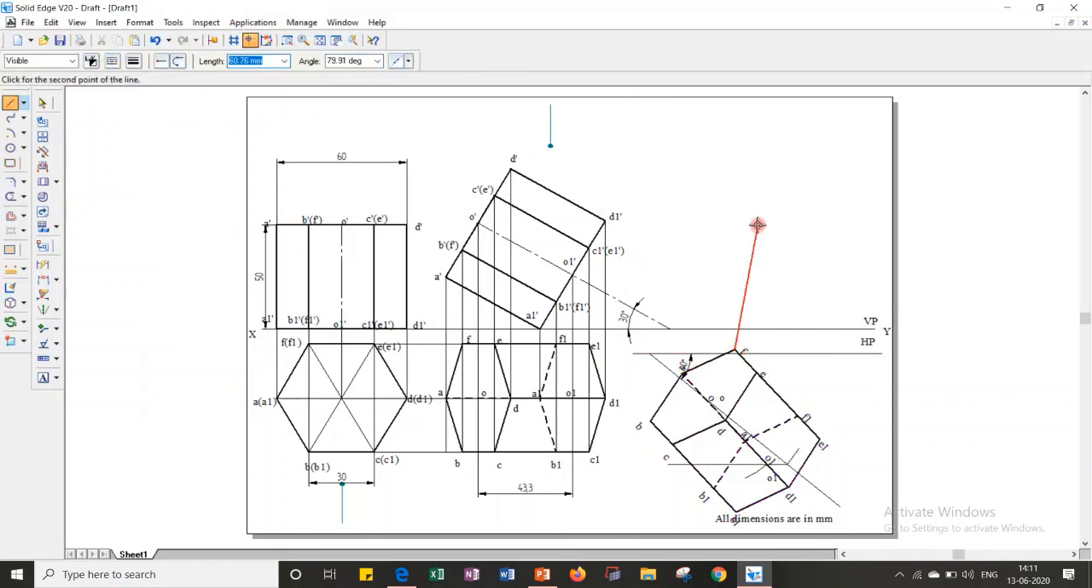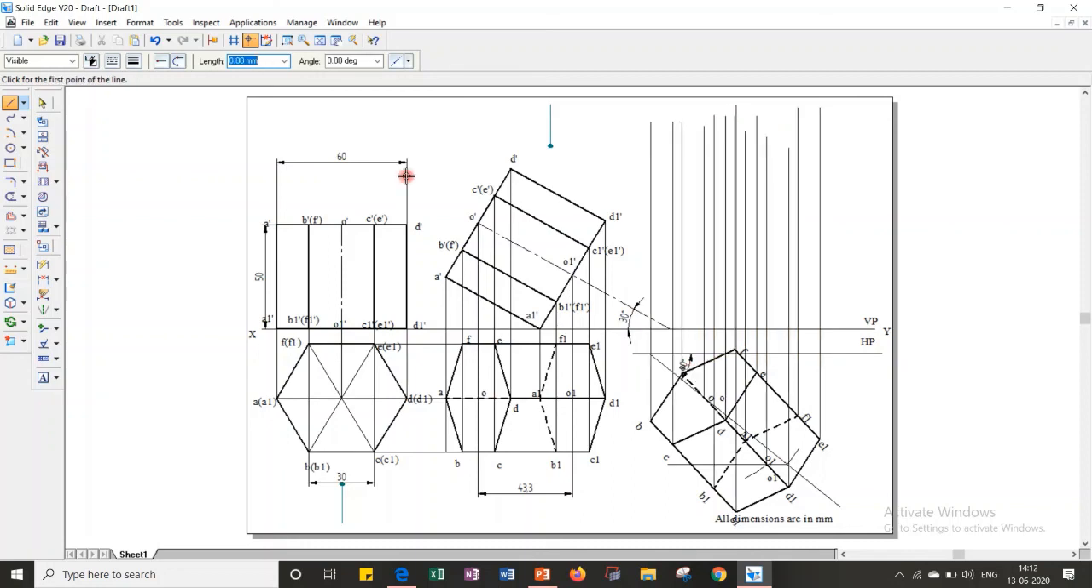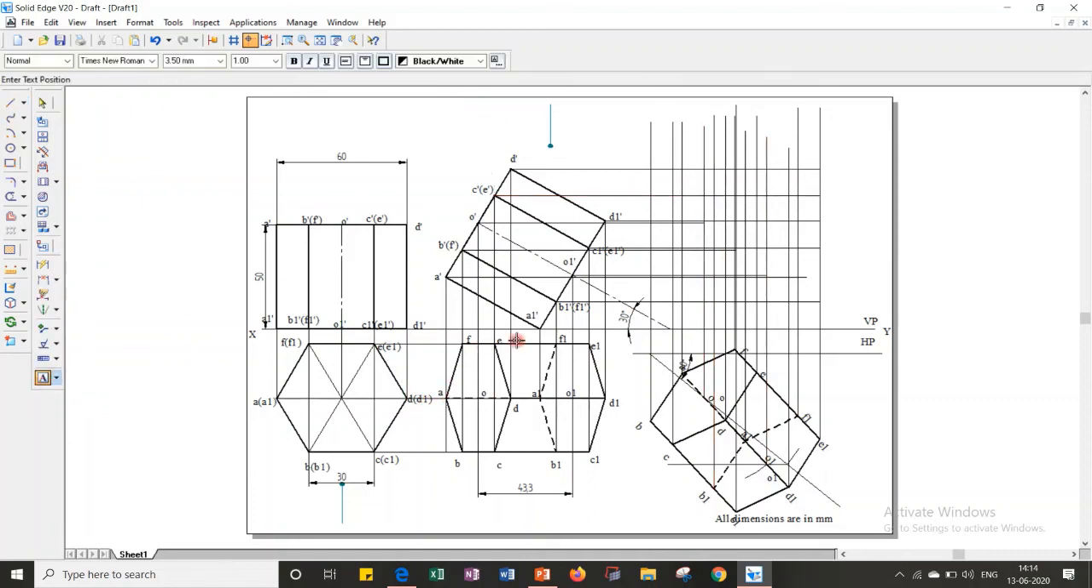project vertical lines from every point. This is similar to the previous problem. After drawing these vertical lines, project horizontal lines from every point. After drawing these horizontal lines, locate each and every point in this diagram. Similar to what we did in the second step, consider the horizontal line from D and the vertical line from D. These two lines will intersect here, so this point will be D dash. Locate each and every point like this.